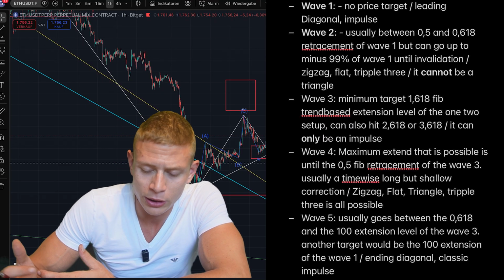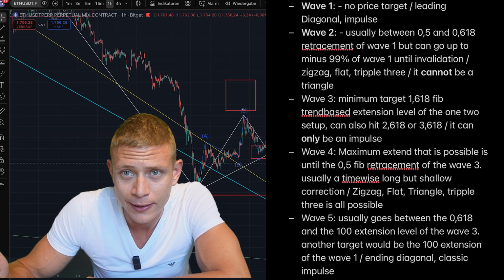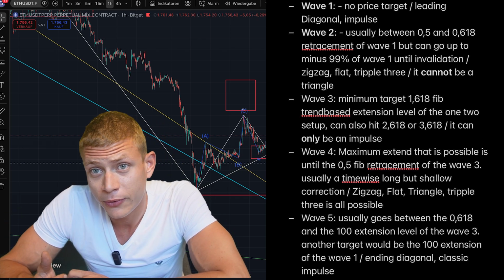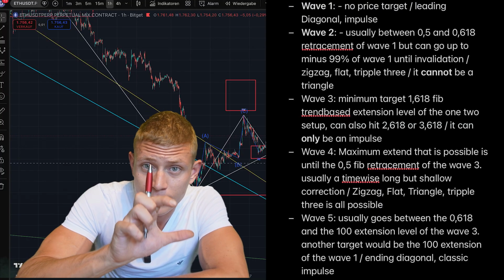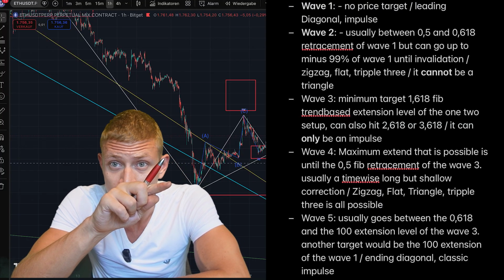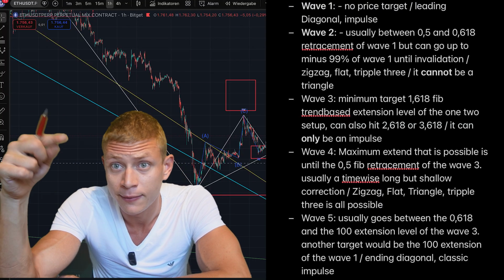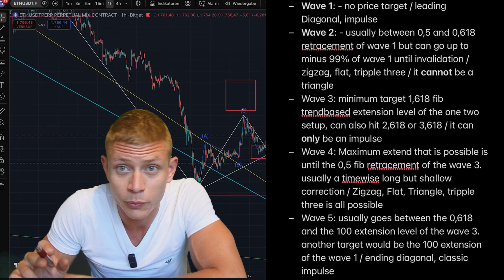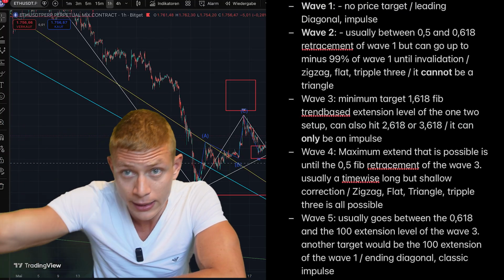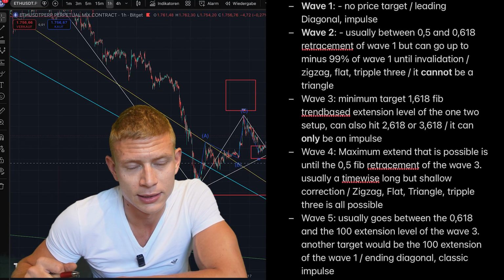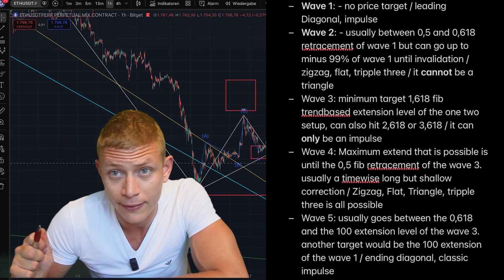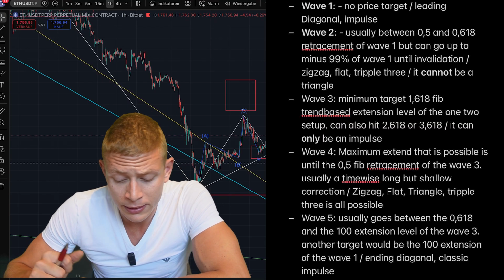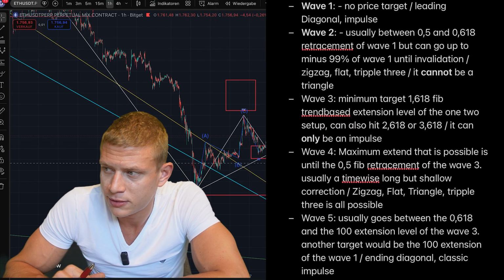And the wave 5 usually goes between the 0.618 and the 100% extension of the wave 3. Or you can also, as another target, take the wave 1 as a measurement tool, like with the trend-based tube extension, and then add it to the end of wave 4, and it will most likely go to the 100% extension of wave 1 if added on the end of wave 4. So what that means in other words is that the wave 5 is usually as long as wave 1. And it can be an ending diagonal or a classic impulse.